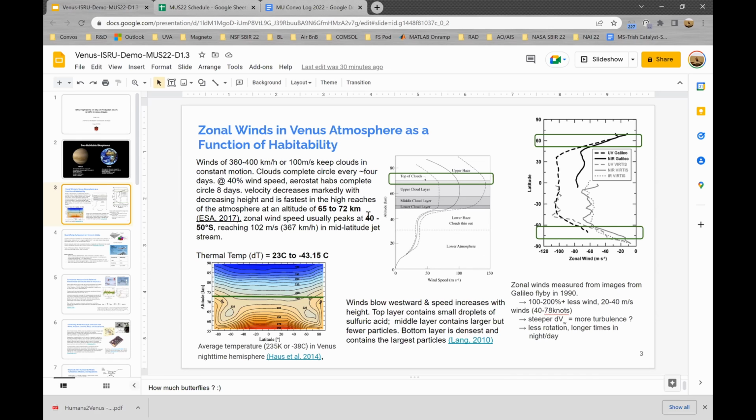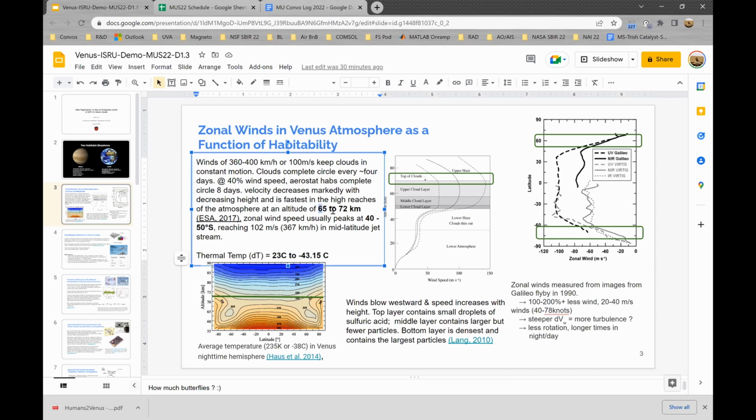And this other study found that the fastest wind speeds with altitude are around 65 to 72 kilometers, and that some of the wind speeds peak around 40 to 50 degrees south, which is observed here in the data. And here's a chart on the upper cloud layer, and specifically around 70 kilometers in altitude, where we have this upper haze.